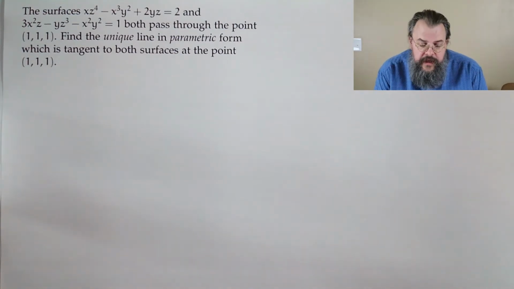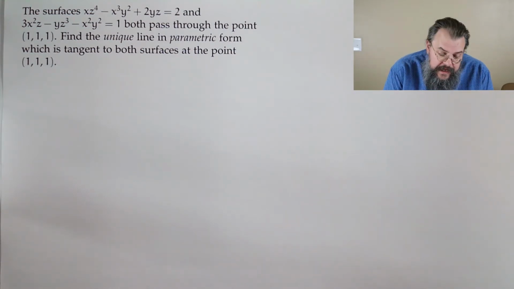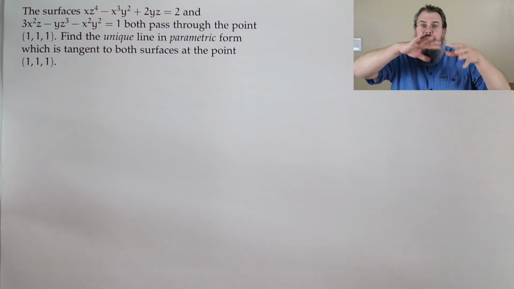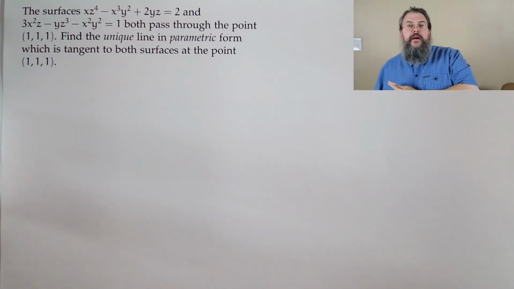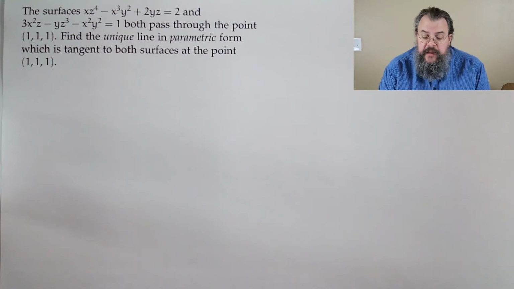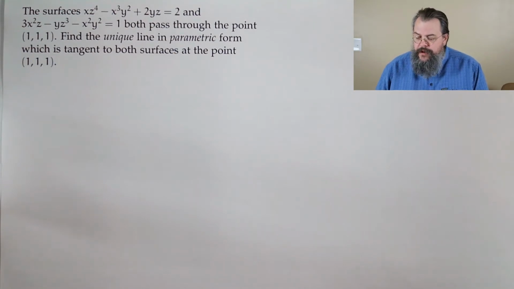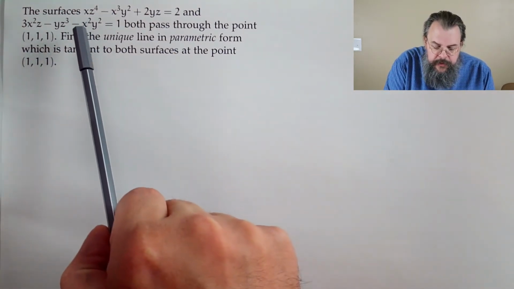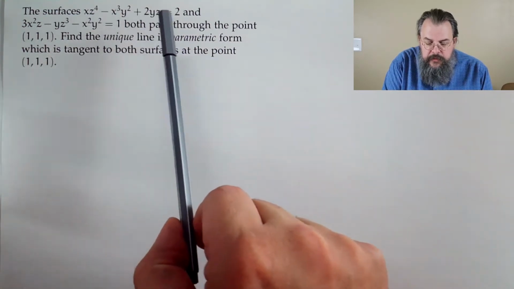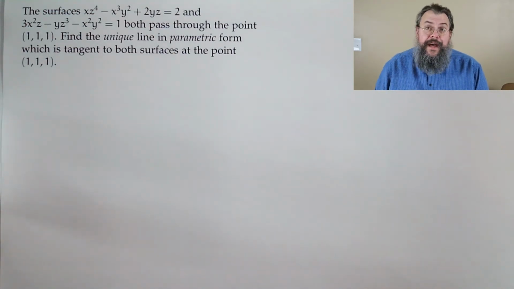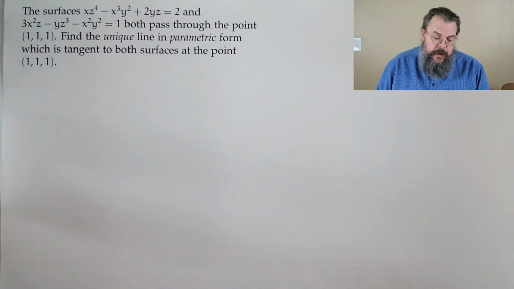The surface is xz to the fourth minus x cubed y squared plus 2yz equals 2, and 3x squared z minus yz cubed minus x squared y squared equals 1. Okay, so we have like a surface here, and there's another surface there. They both pass through the point 1, 1, 1. Well, 1, 1, 1 is a really easy point to work with, right? Because you can just check. If you plug in 1, you get 1 minus 1 plus 2. Yep, that equals 2. 3 minus 1 minus 1. Yep, that equals 1. Yep, it's true. They both pass through the point 1, 1, 1.